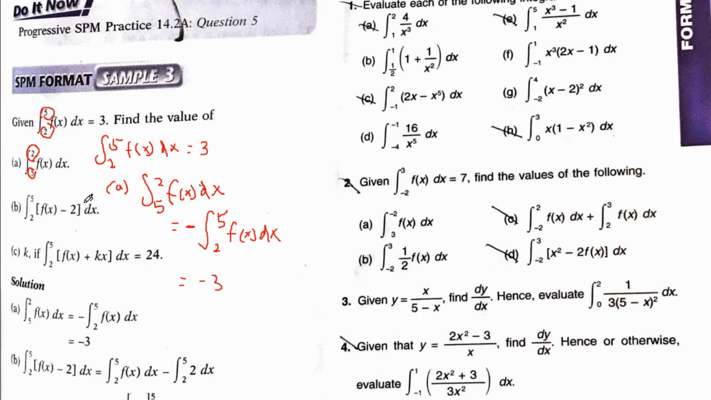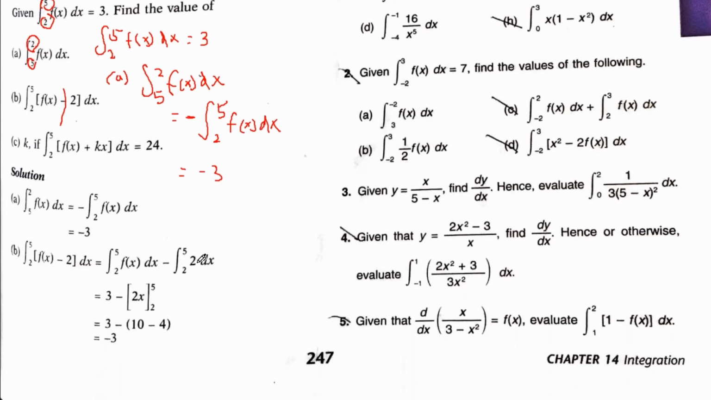For part B, there are 2 functions, so we separate it. This one is just 3, and then we integrate this one, 2x from 2 to 5. Substitute 5 into x here, 2 times 5, 10, and substitute 2 in, minus 4. You will have negative 3.